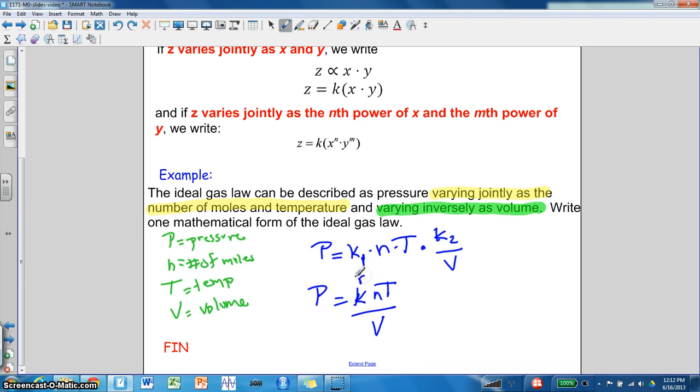Okay, and if you happen to check this out, this k is actually equal to, they use the variable r, and I forget what the exact number is. I think it's 8.314 or something. But this is a mathematical form of the ideal gas law that you can describe using variation. Okay, so just a quick review on variation statements.